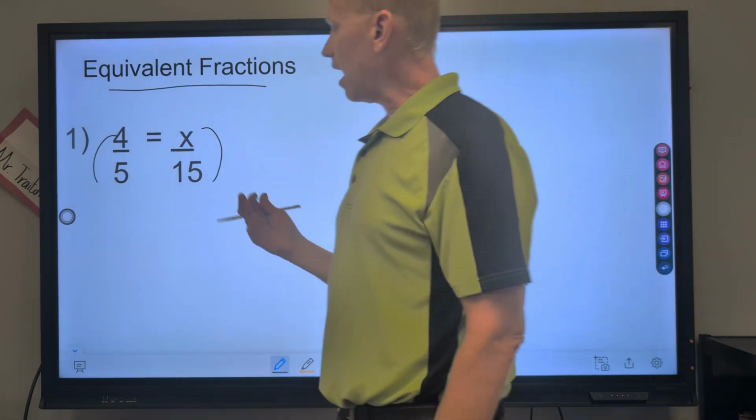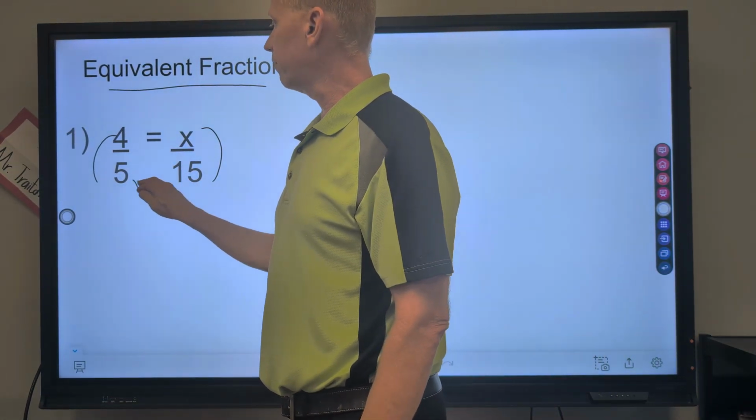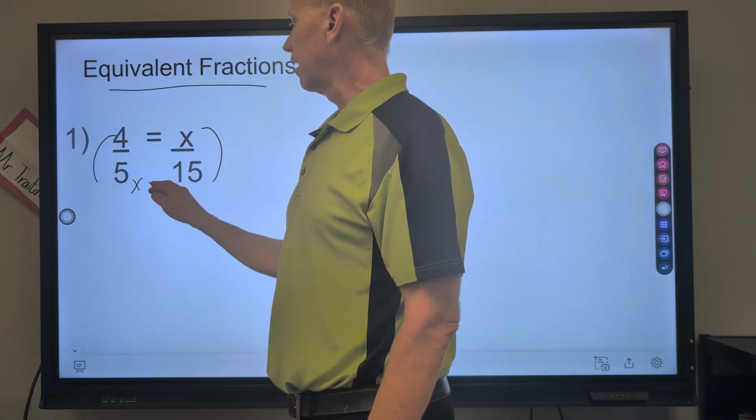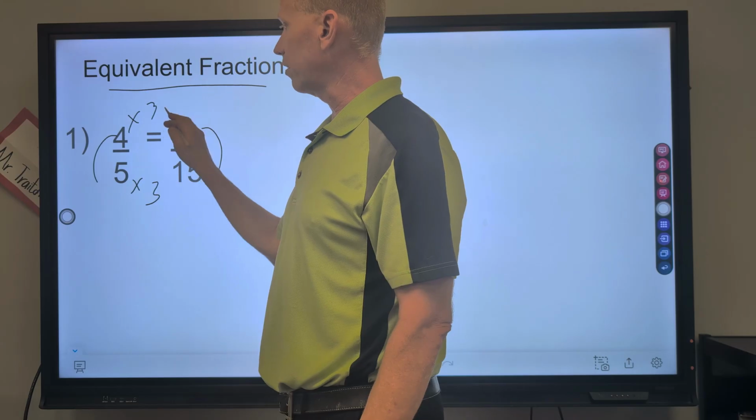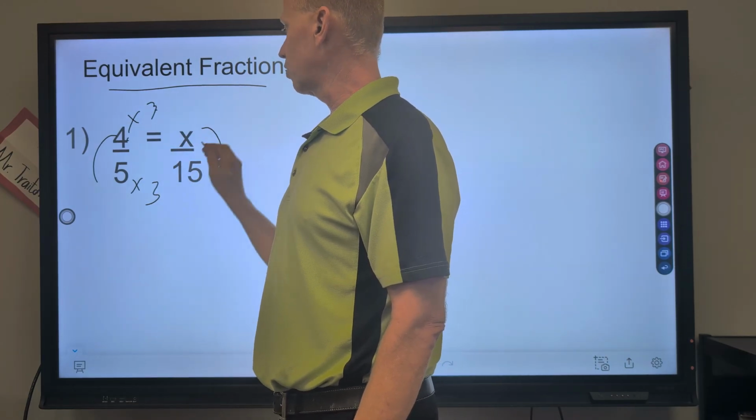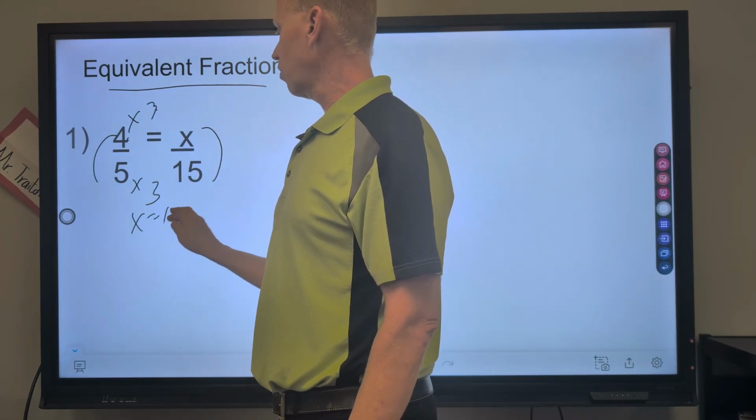bigger. So I say to myself, what times 5 gives me 15? And that would be 3. And then I do the same thing up here. I multiply by 3. So 4 times 3 is 12. So x equals 12 here.